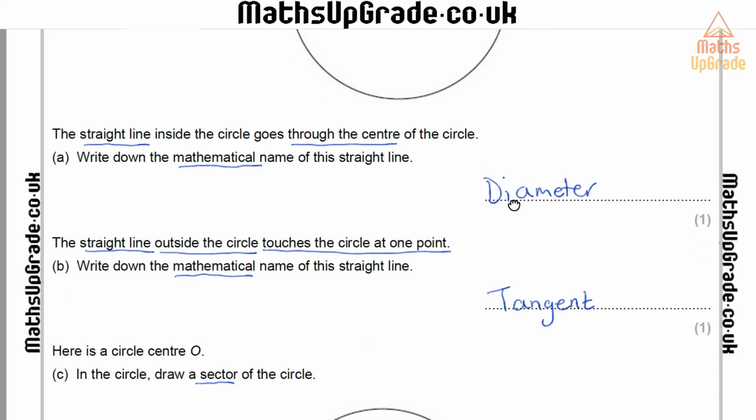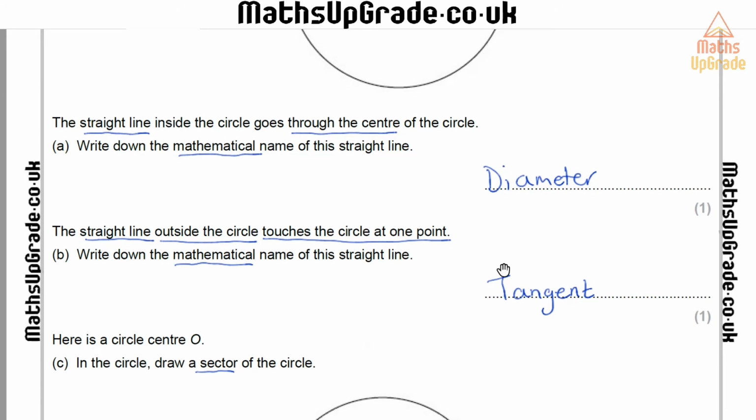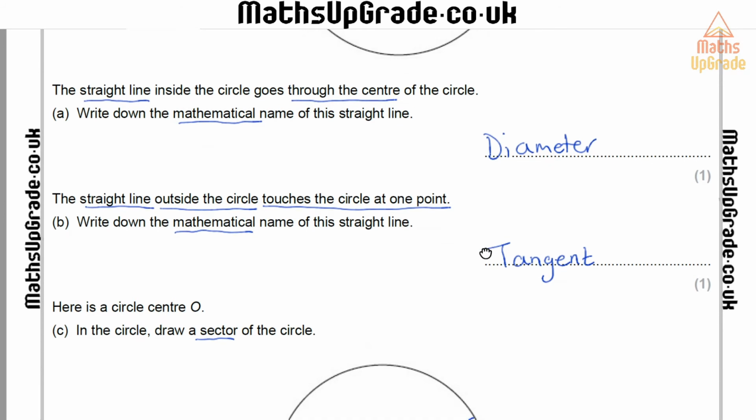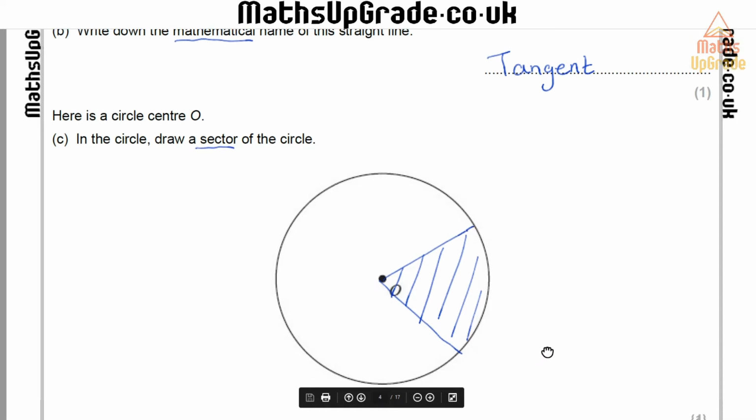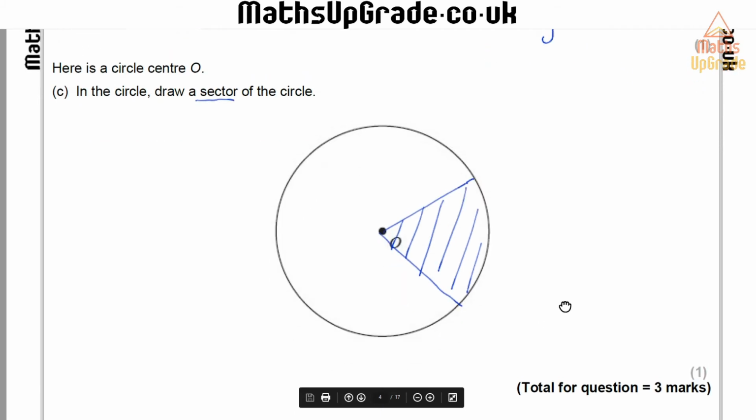And in part C is a different circle, center O. Draw a sector of the circle. A sector is a region which is formed between that radius and another radius. You can draw it anywhere you want to, and it's that region there. So it's formed between the two radii and the edge of the circle. Make sure you shade it in, obviously using a pencil, and you'll get that mark there. So overall that question is worth 3 marks.